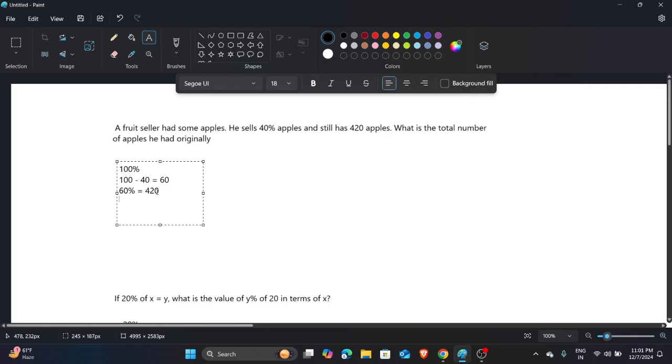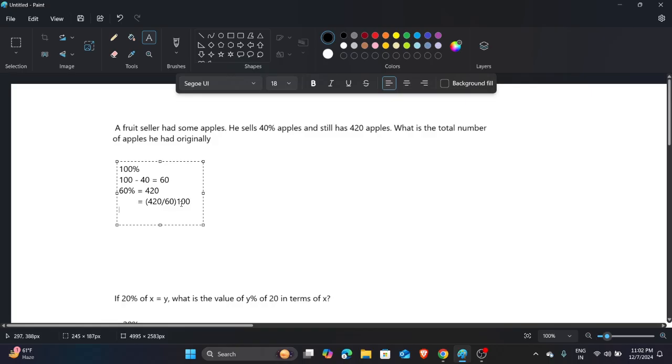We have the answer for 60%, and we want the answer for 100%. To find the value of 100%, we take the value 420 and divide it by 60, so we get the value of 1%. Because this is the value of 60%, then we just multiply it by 100, so we get the value of 100%.